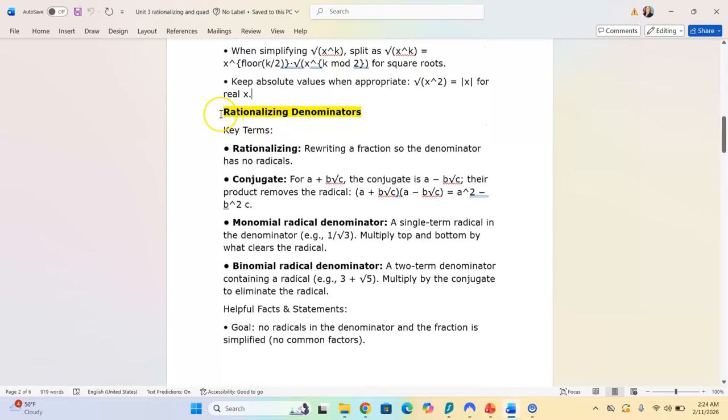And then one thing you're going to be asked to do this week is rationalizing denominators. That should show up in some of your assignments. So I wanted to give you the key terms that deal with the rationalizing of denominators, and then we'll look at a couple of samples.